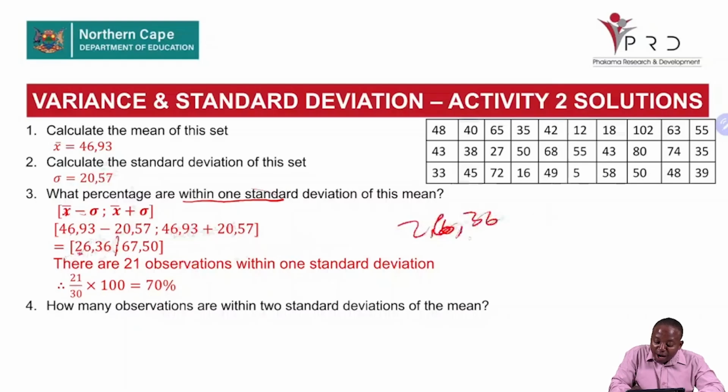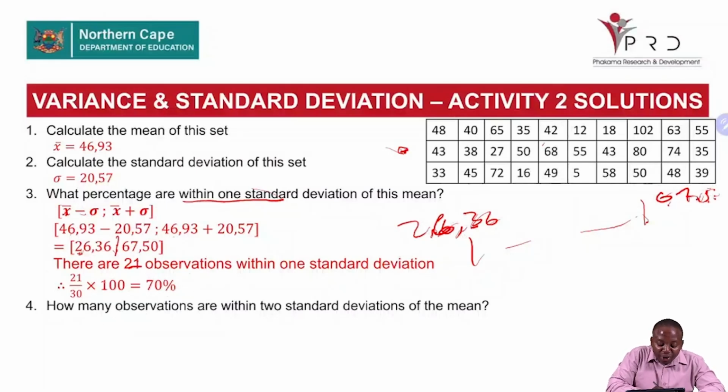26.36. Our upper limit in this case will be 67.50. That is to say, we count the numbers between 26.36 and 67.5. How many numbers do we have? We have 21. We count them on our data set here. We have 21 values that are within that range.